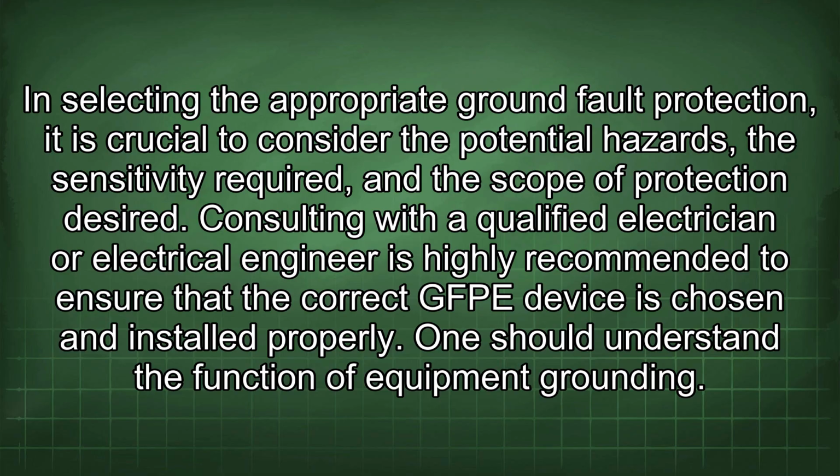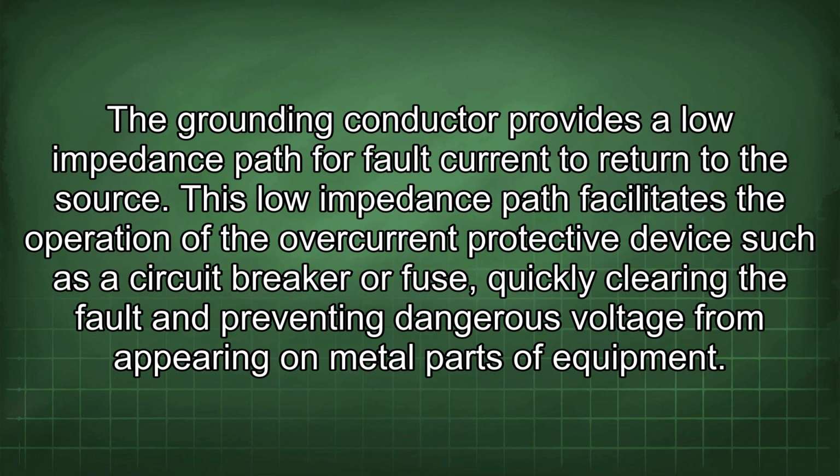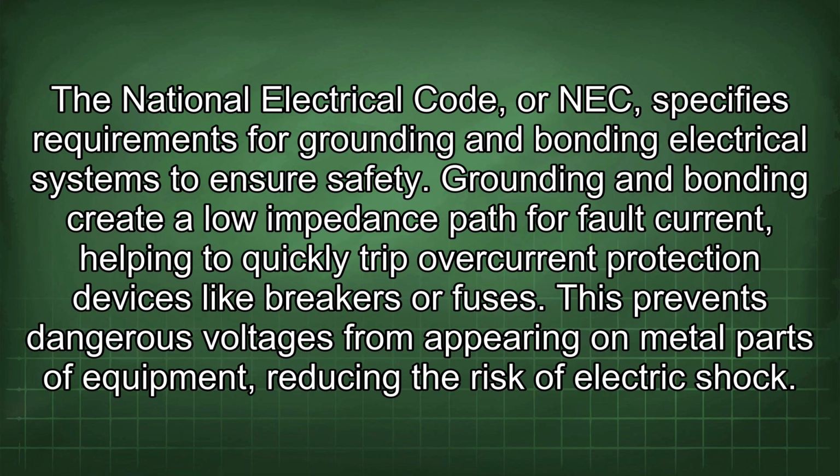One should understand the function of equipment grounding. The grounding conductor provides a low impedance path for fault current to return to the source. This low impedance path facilitates the operation of the overcurrent protective device, such as a circuit breaker or fuse, quickly clearing the fault and preventing dangerous voltage from appearing on metal parts of equipment. The National Electrical Code, or NEC, specifies requirements for grounding and bonding electrical systems to ensure safety. Grounding and bonding create a low impedance path for fault current, helping to quickly trip overcurrent protection devices like breakers or fuses.